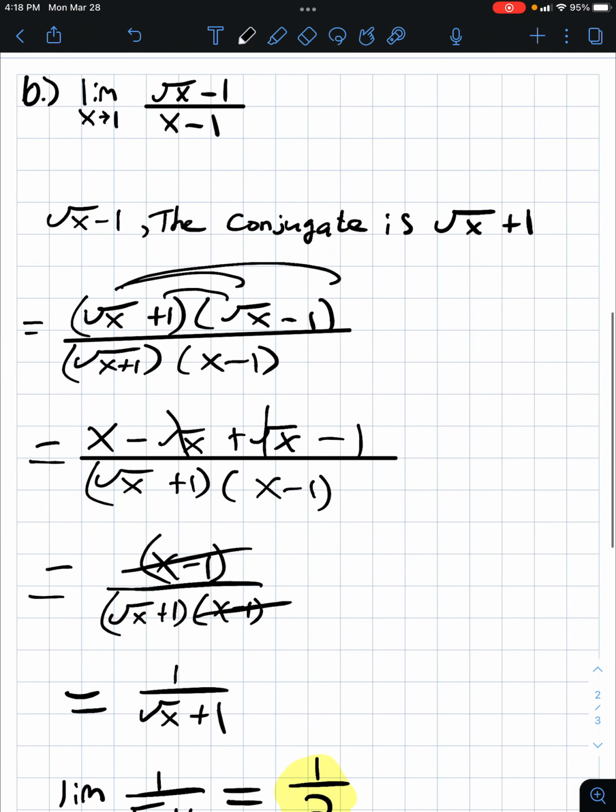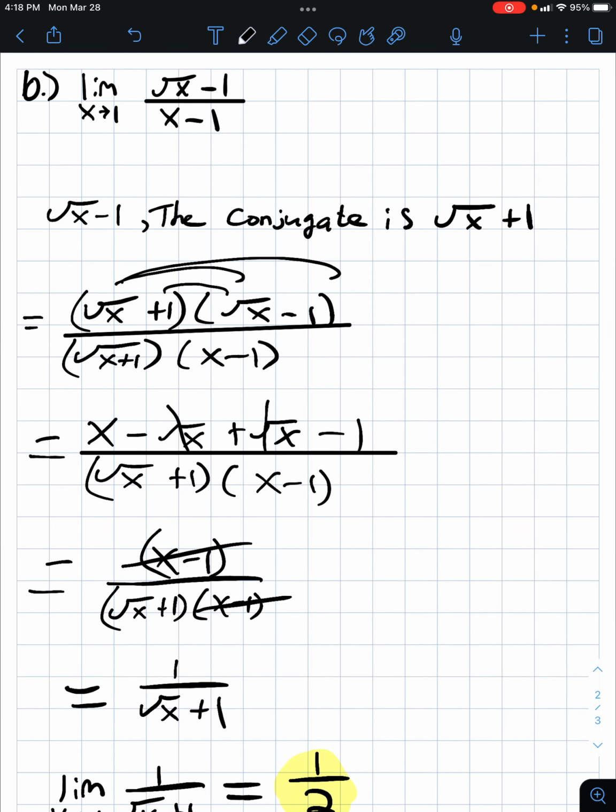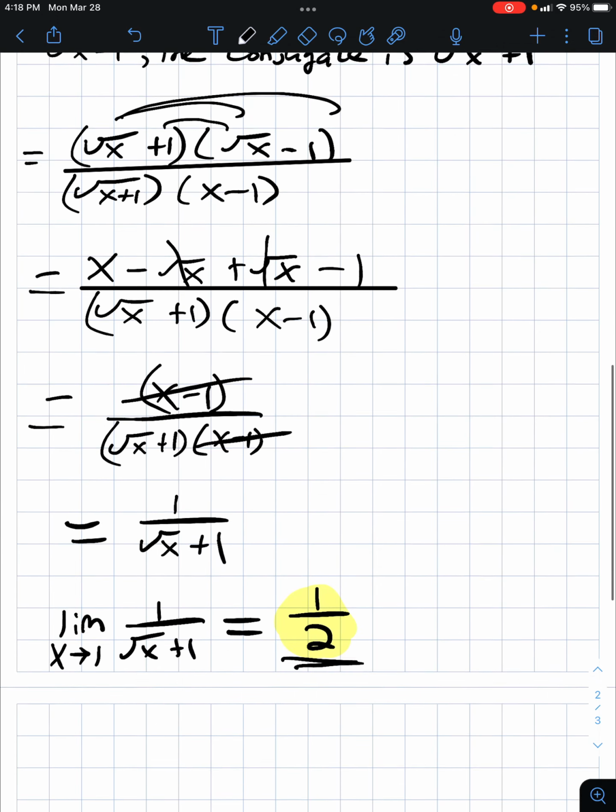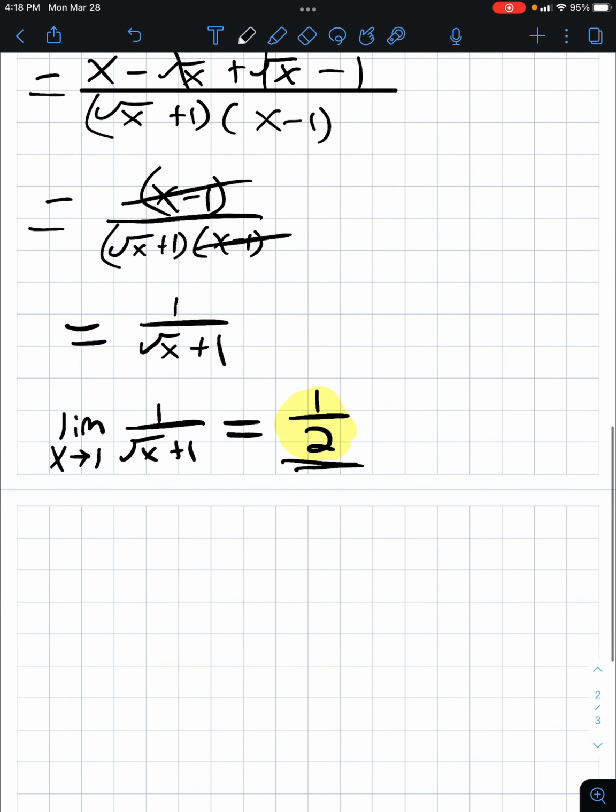So the limit of the square root of x minus 1 divided by x minus 1 as x approaches 1 is equal to the limit of 1 divided by the square root of x plus 1 as x approaches 1, which is equal to 1/2. And that is the solution to the problem.